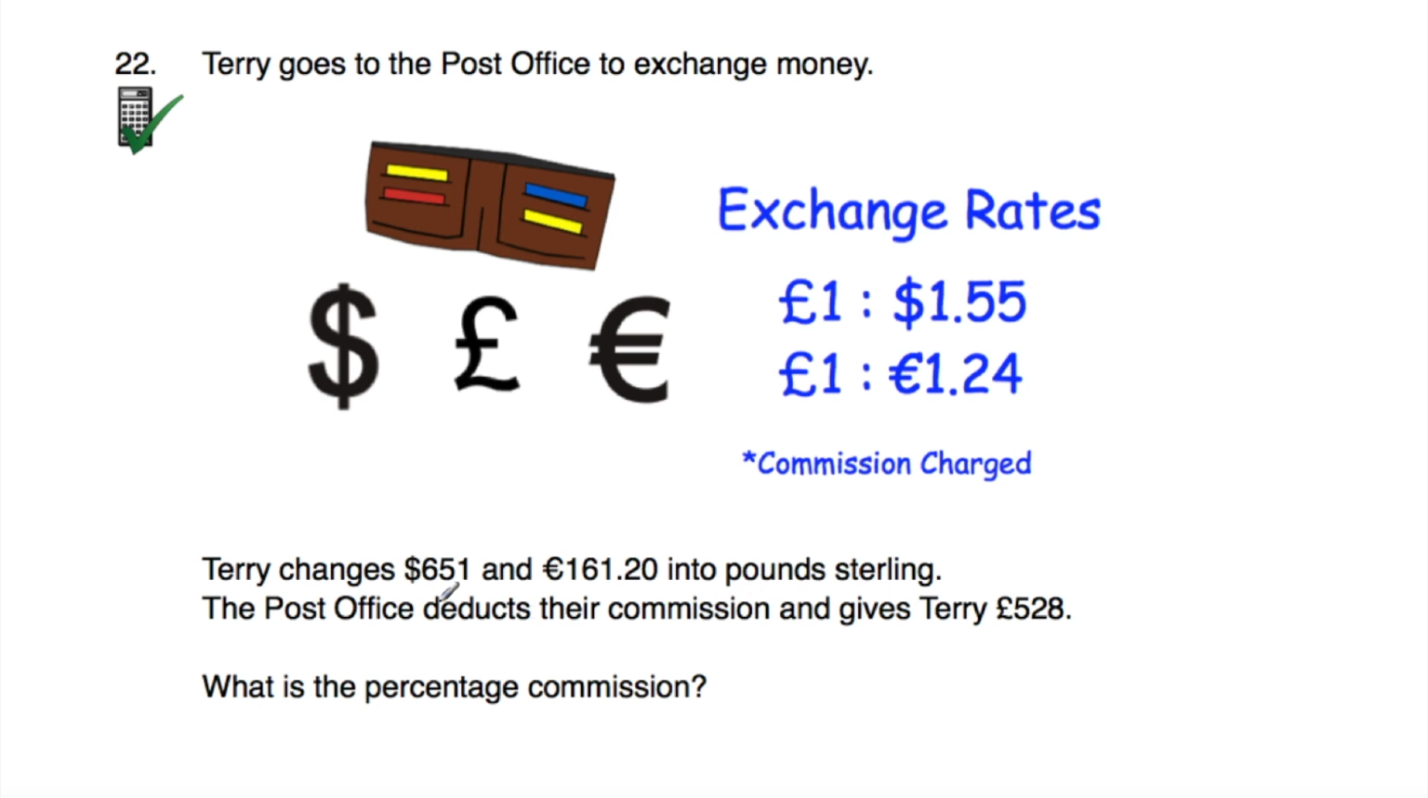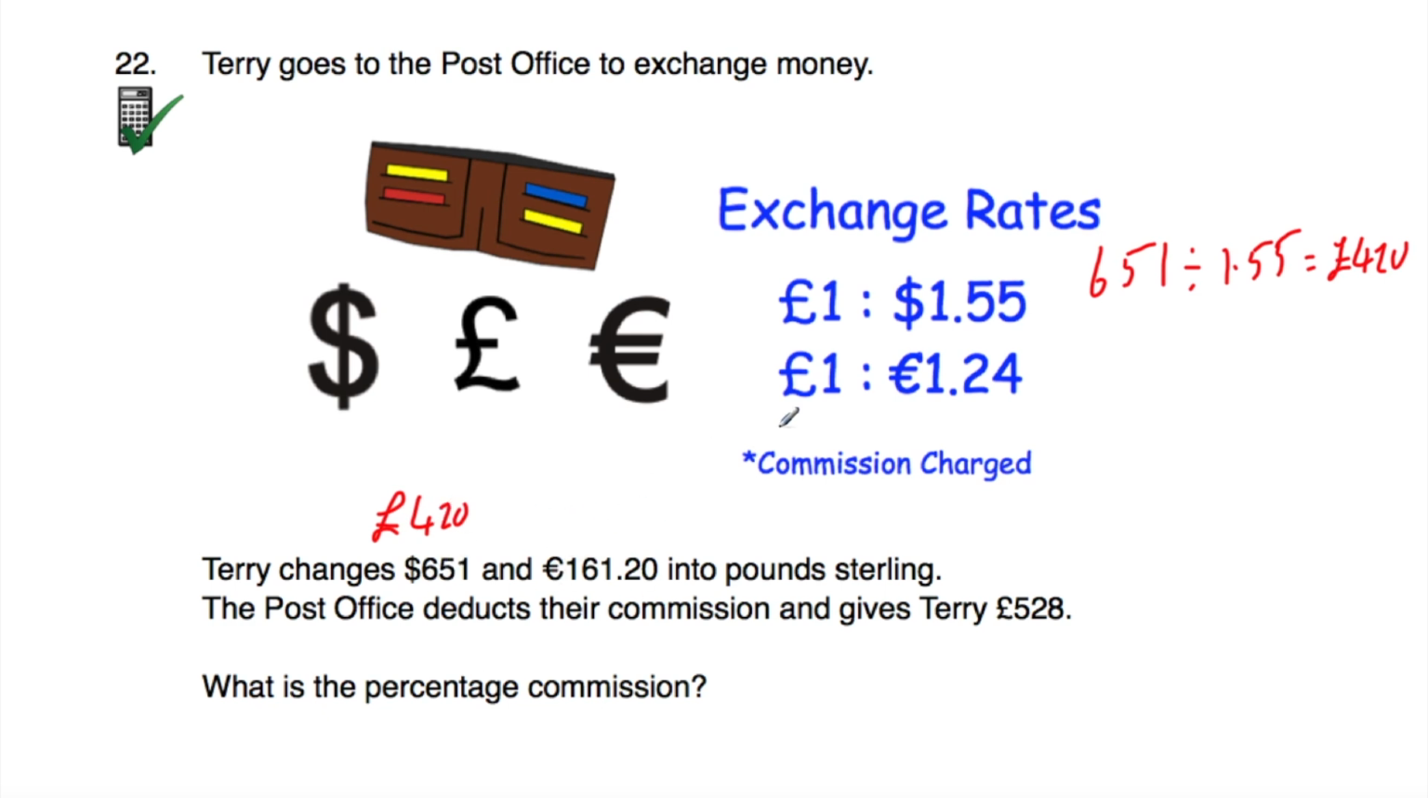Okay, so let's change these amounts, these dollars and euros, into pounds and see how much he should have been given by the post office. If we change the dollars into pounds, well, £1 is equal to $1.55. So if we divide 651 by 1.55, we'll see how many pounds Terry should have got. 651 divided by 1.55 is equal to 420. So he should have received £420 for those dollars.